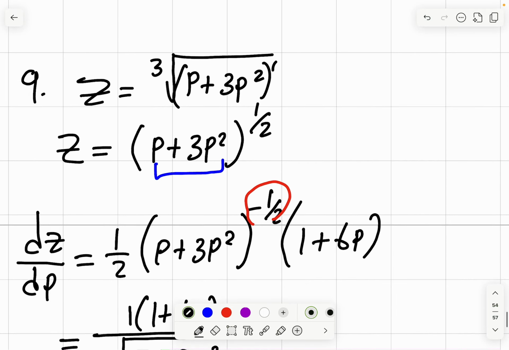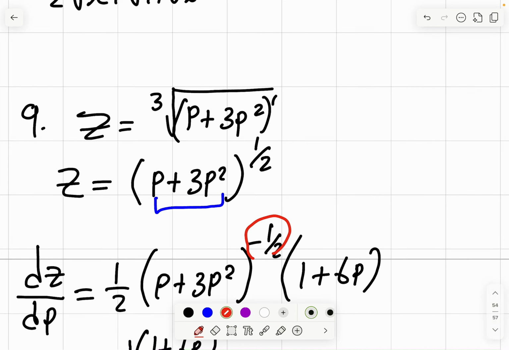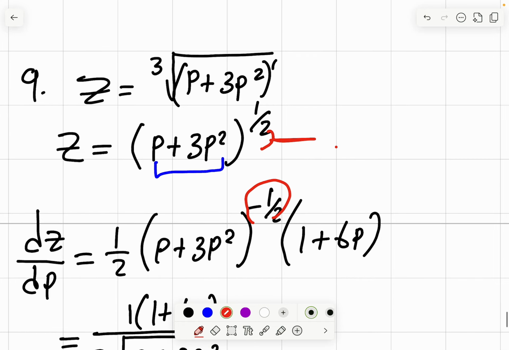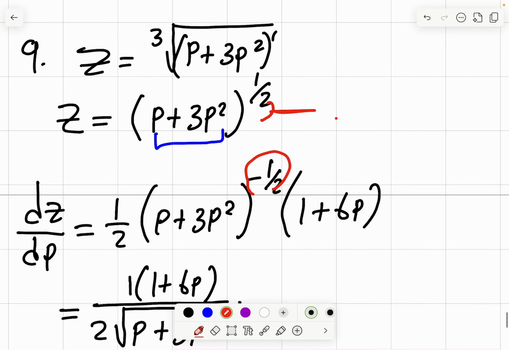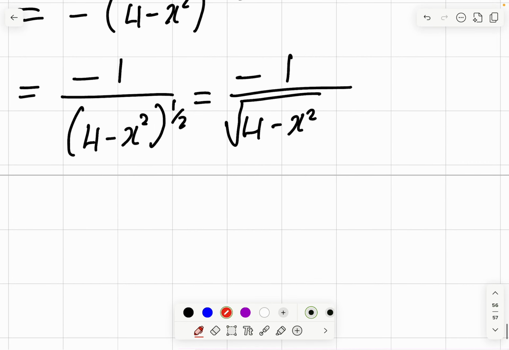Very, very simple. Oh, I made a mistake here. It was supposed to be 3 here. Let me fix that. I made a huge mistake. Let me start that again. But this one is correct. Let me fix the one of number 10. I made a mistake.